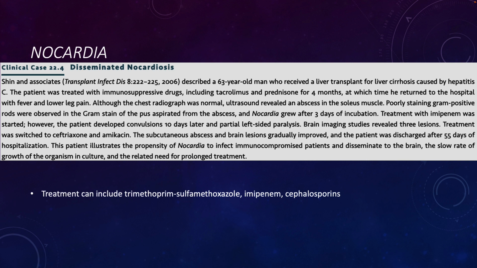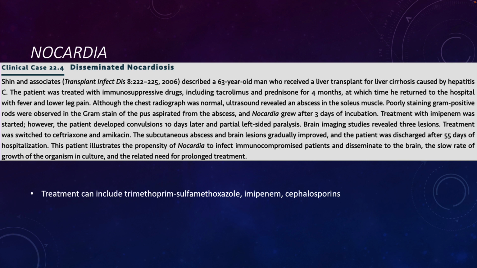Treatment was switched to 2 different antibiotics. The subcutaneous abscess and the brain lesions gradually improved. The patient was discharged after 55 days of hospitalization. This patient illustrates the propensity of Nocardia to infect immunocompromised patients and disseminate to the brain, the slow rate of growth of the organism in culture, and the related need for prolonged treatment.